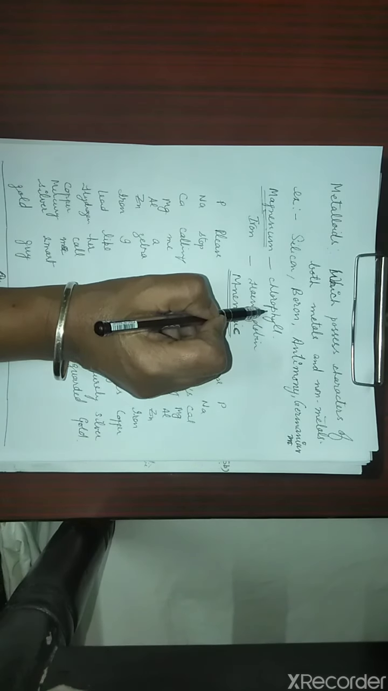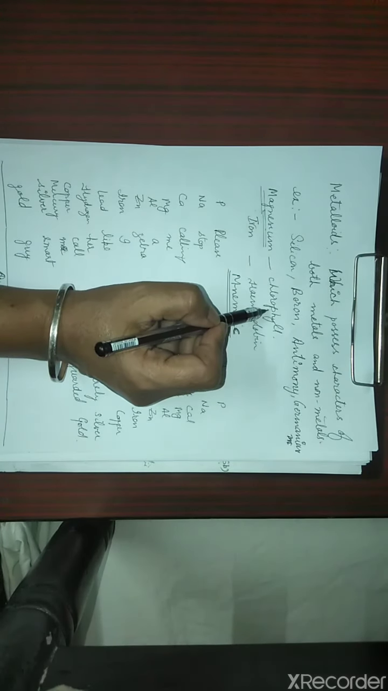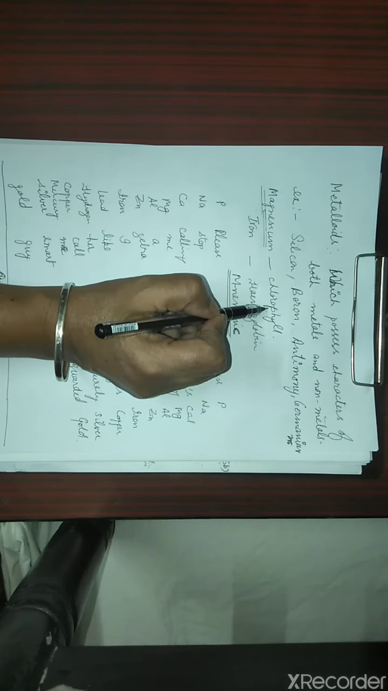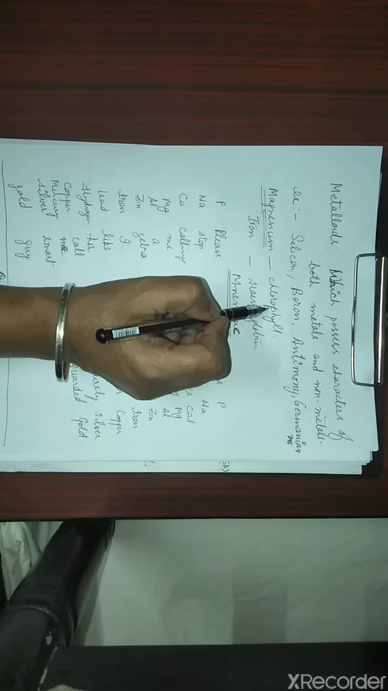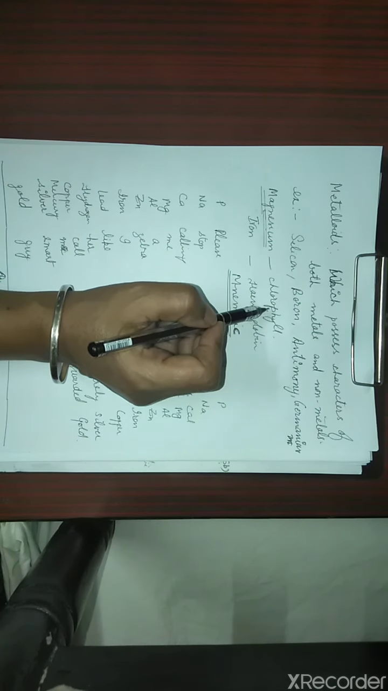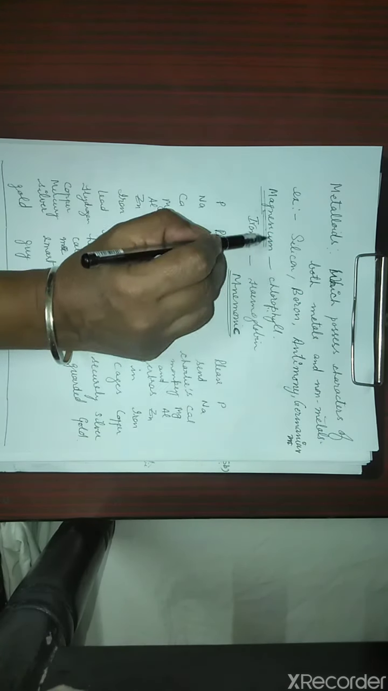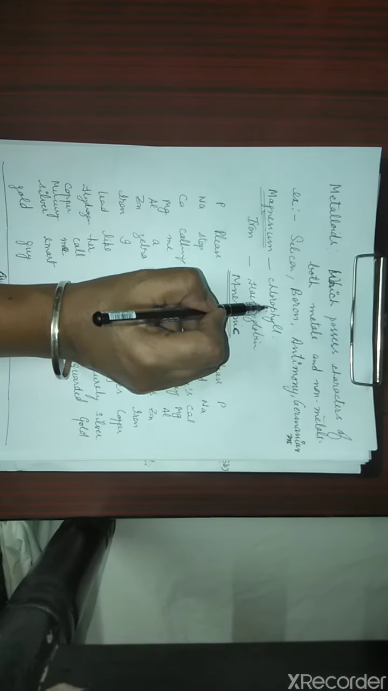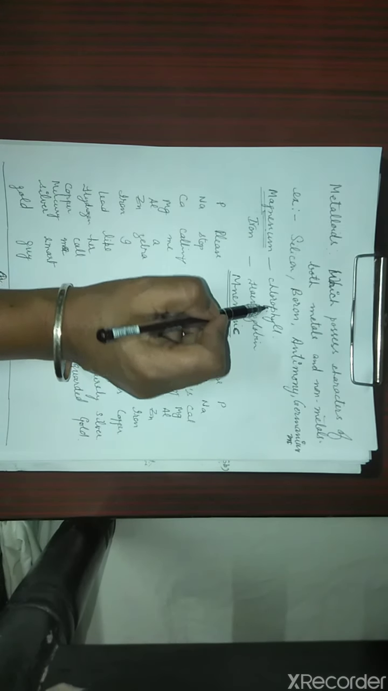I hope you remember chlorophyll. What is chlorophyll? For photosynthesis, this is a must. It is a green colored pigment present in the leaves for preparation of food by the leaves. So magnesium is present in chlorophyll.